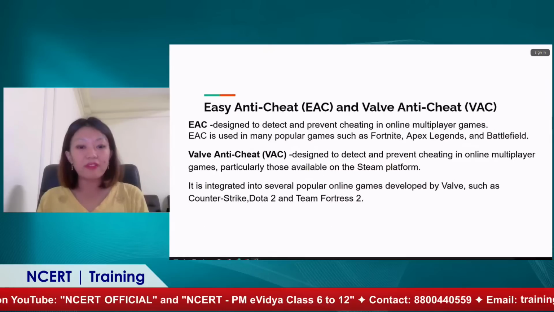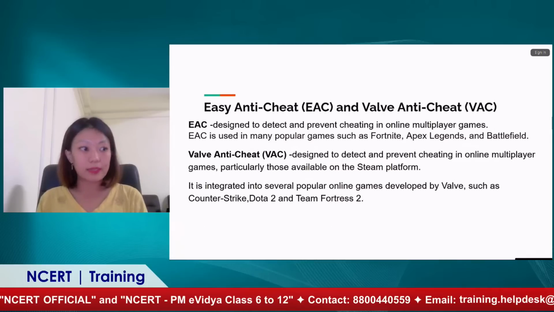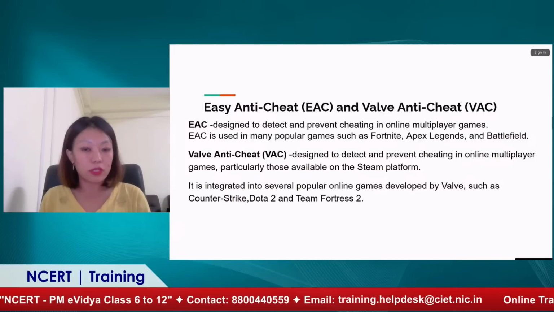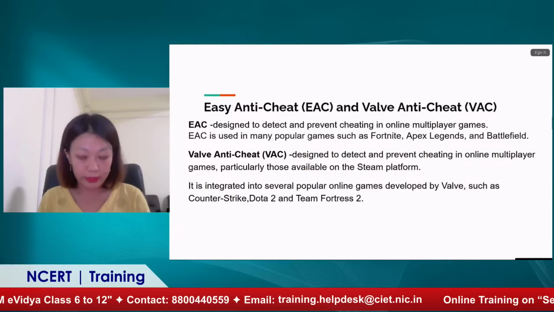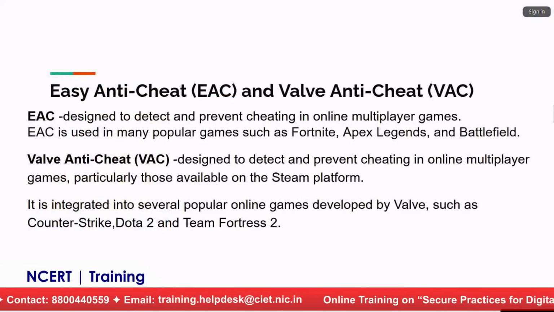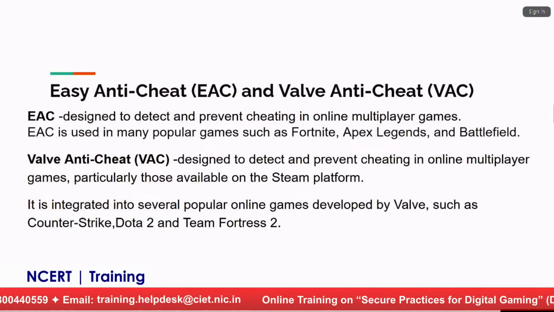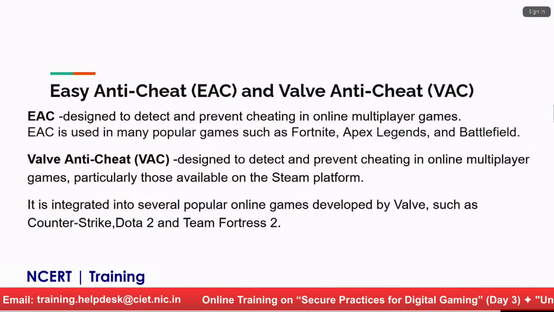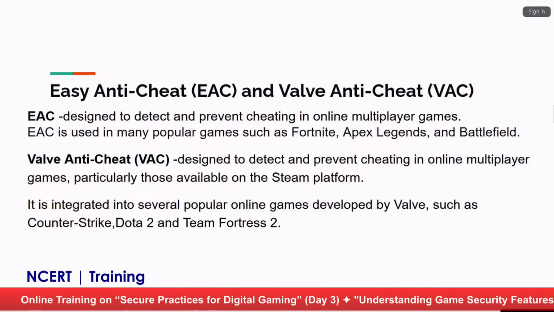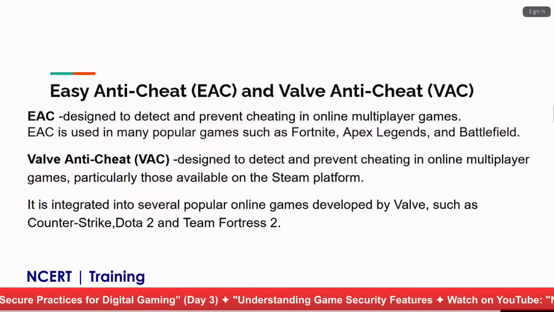Now we have EAC and VAC. EAC is designed to detect and then prevent cheating in an online multiplayer game. Nowadays everybody plays these online games, on a platform where there are multiple players. So games like Fortnite or Battlefield, all these games use this EAC technique. The developers use this EAC technique to prevent any fraud.